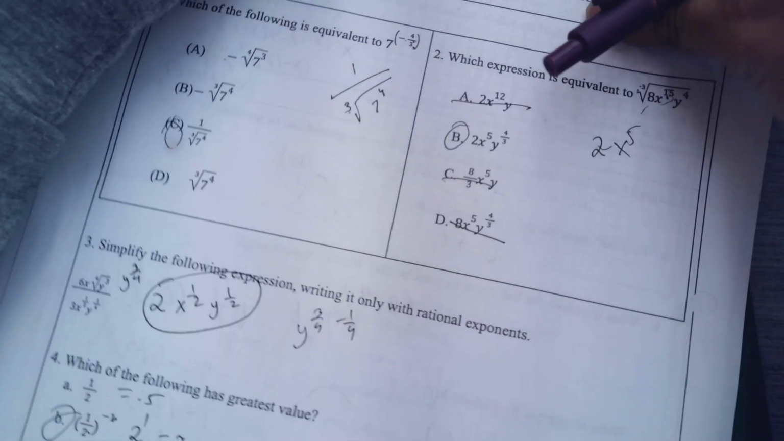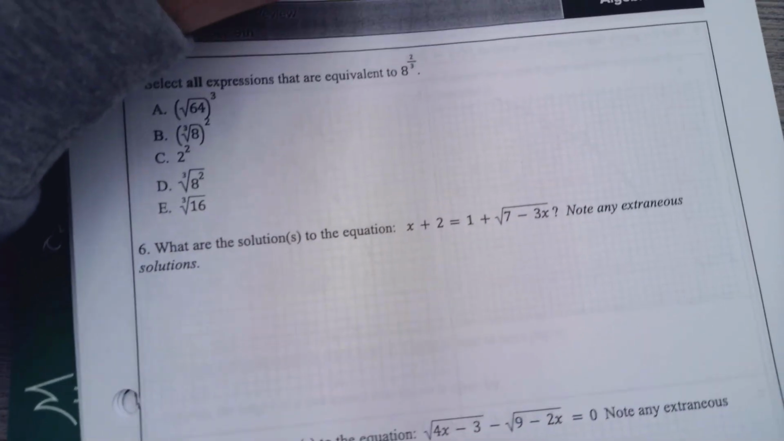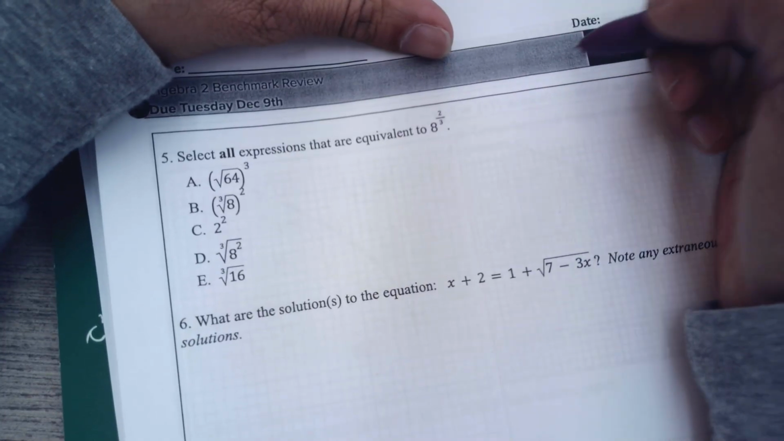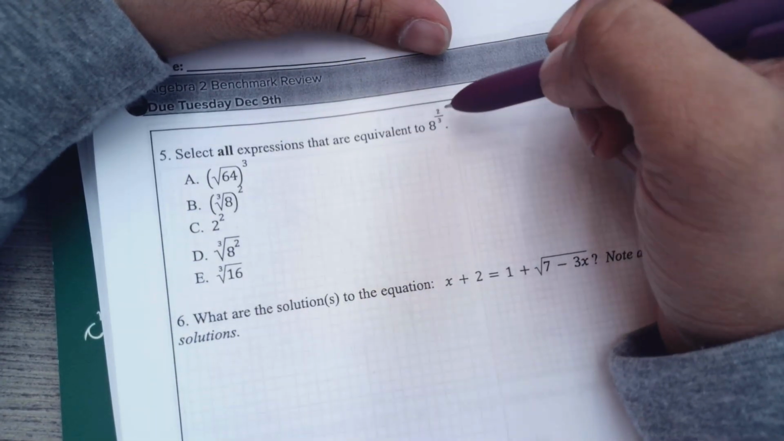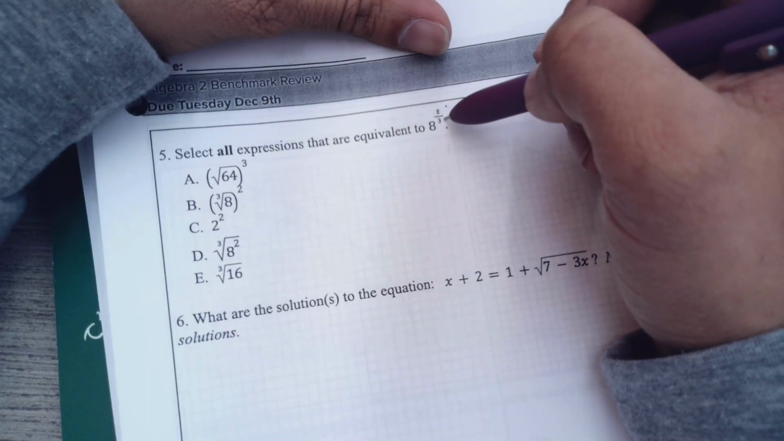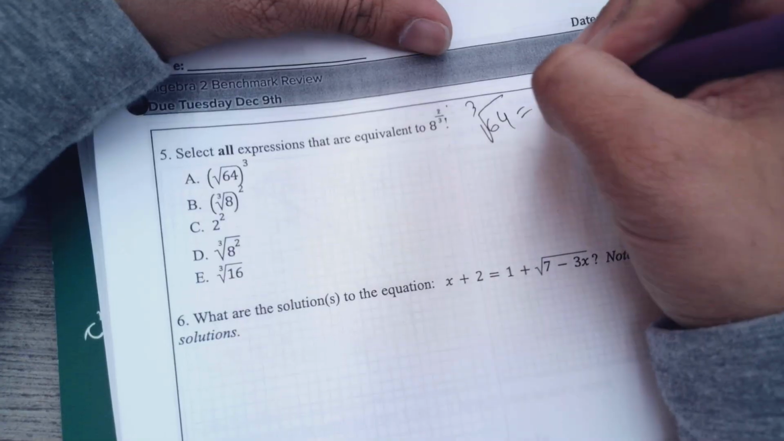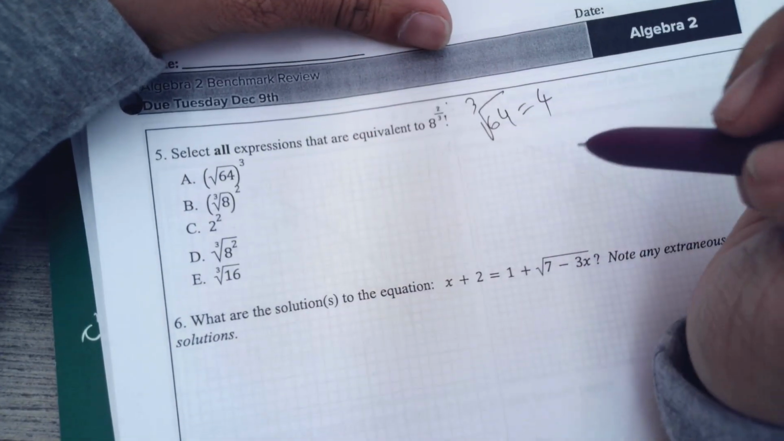Moving on to the next one. Select all expressions that are equivalent to 8 to the power of 2/3. So I'll do this separately. First things first, 8 squared is 64. Cube root of 64 is 4. So anything here that says 4 is my answer.